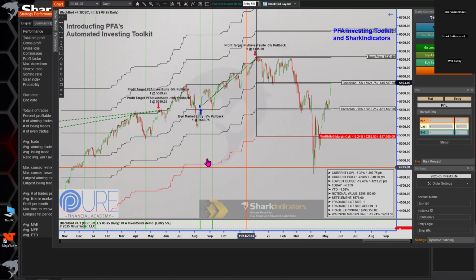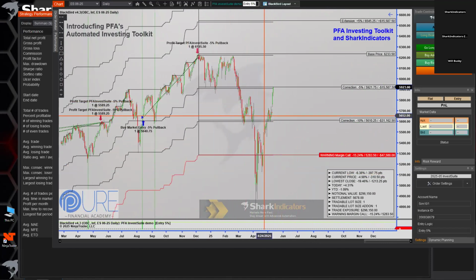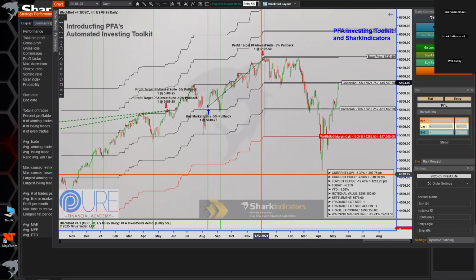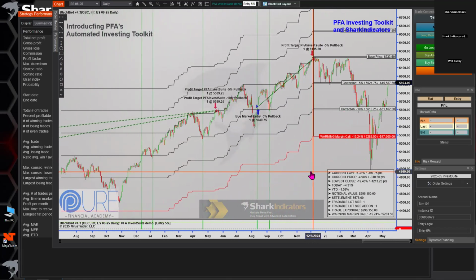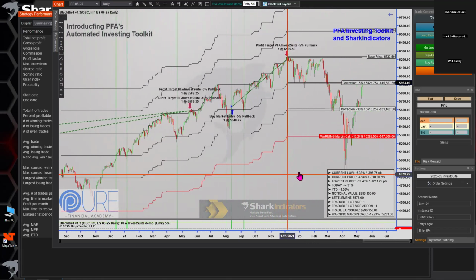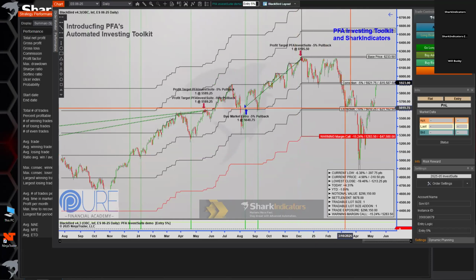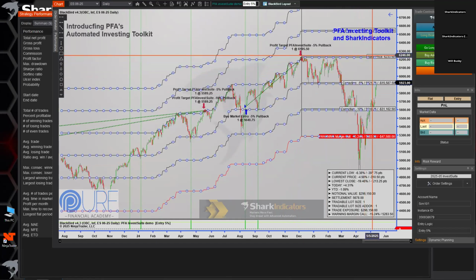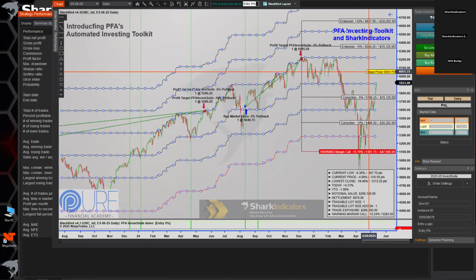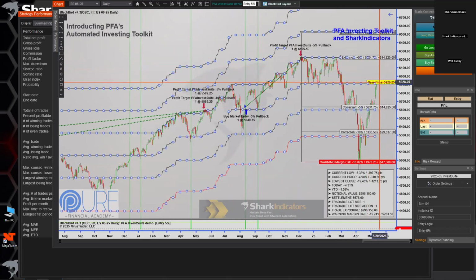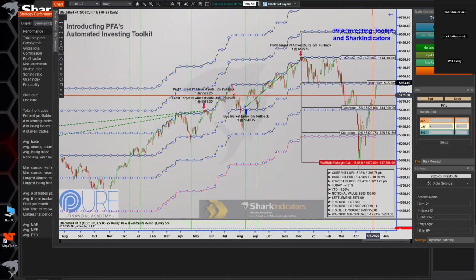All right, so there we are, and now here we are at the current day, kind of like right now. Some of the other things that Will taught me about this tool is you can take these values and move them up and down. So if you wanted to get in today, you could put your base price right there, and then all these values automatically adjust.